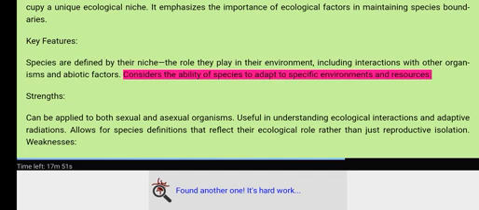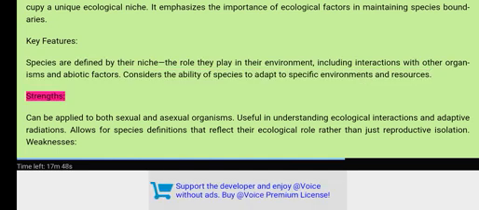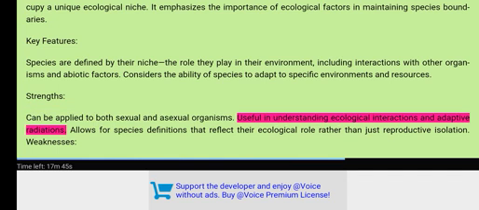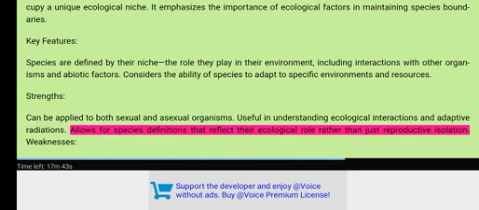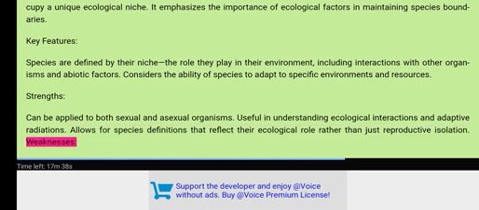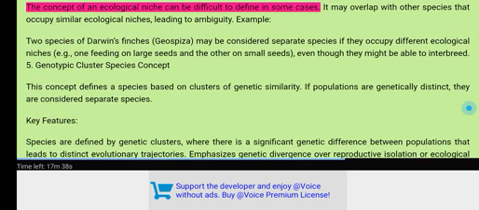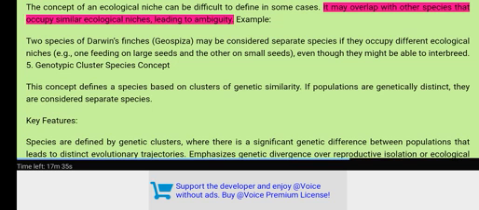Considers the ability of species to adapt to specific environments and resources. Strengths: can be applied to both sexual and asexual organisms. Useful in understanding ecological interactions and adaptive radiations. Allows for species definitions that reflect their ecological role rather than just reproductive isolation. Weaknesses: the concept of an ecological niche can be difficult to define in some cases. It may overlap with other species that occupy similar ecological niches, leading to ambiguity.